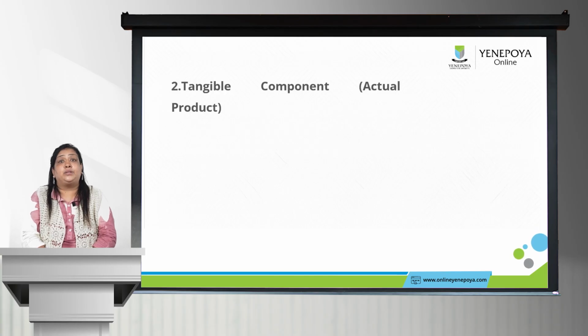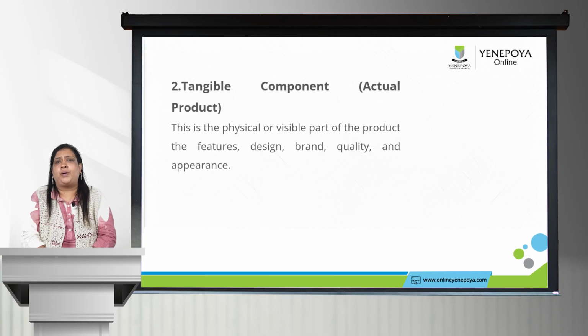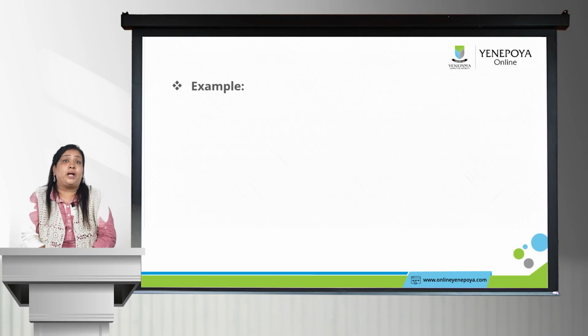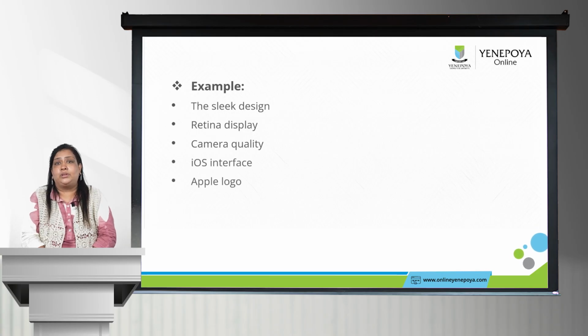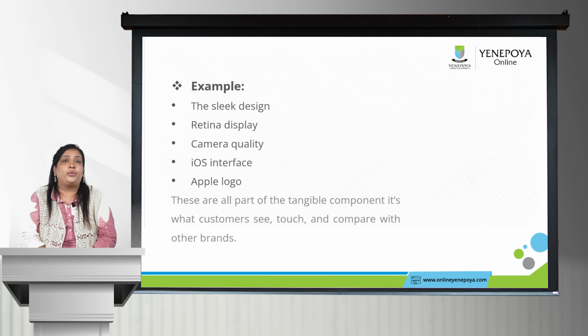And the next one is tangible component, the actual product. This is the physical or visible part of the product: the features, design, brand, quality, and appearance. Example, let's say you are buying an iPhone. The sleek design, the retina display, the quality of the camera, the iOS interface, and the Apple logo, these are all parts of the tangible component. It's what customers see, touch, and compare with other brands. It's what turns a need into a branded offering.